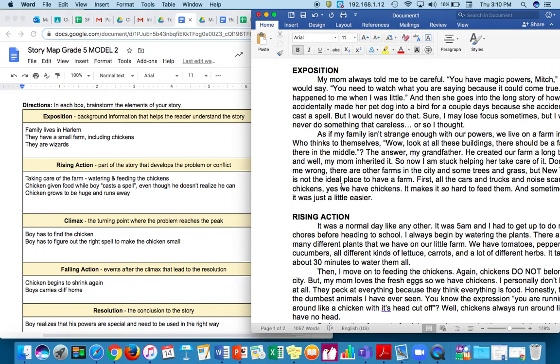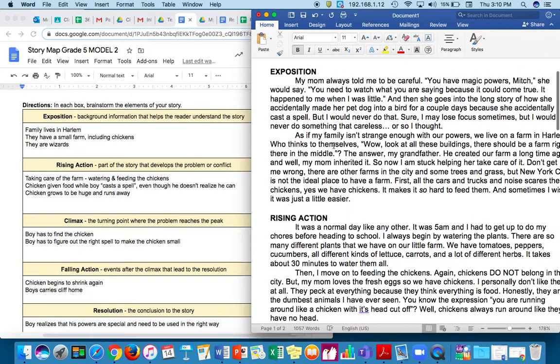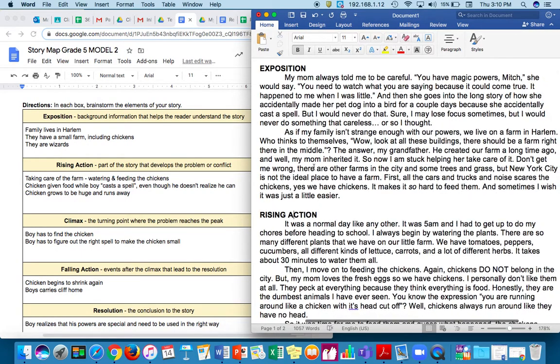So I already did my background, my exposition, so that we understand the characters. We know that they live in Harlem. They have a small farm, including chickens, and that they are wizards or have magical powers of some kind, as most fantasy texts have. So we're going to work on the rising action.